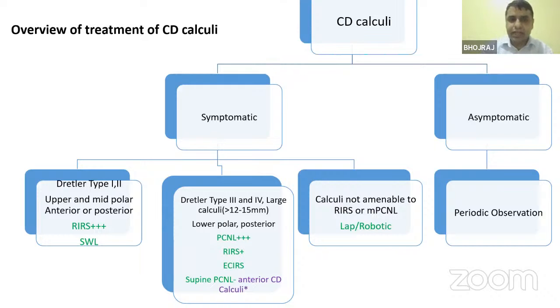For Dretler type 2 and type 3 and 4, large calculi, maybe more than 12 or 15 millimeter, lower polar or posterior one, I think PCNL is preferred one, but you can attempt with endoscopic combined, endoscopic interrenal surgery or supine PCNL for anterior CD calyceal diverticular calculi. Those the armamentarium also should keep in mind. Again, all the stones may not be amenable to RIRS or mini PCNL, then laparoscopic approach or robotic, if the facilities available, then you can opt for that. So these are the overview of the treatment of the calyceal diverticular calculi.